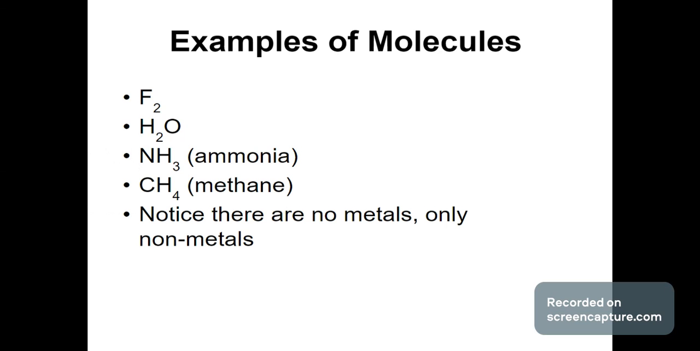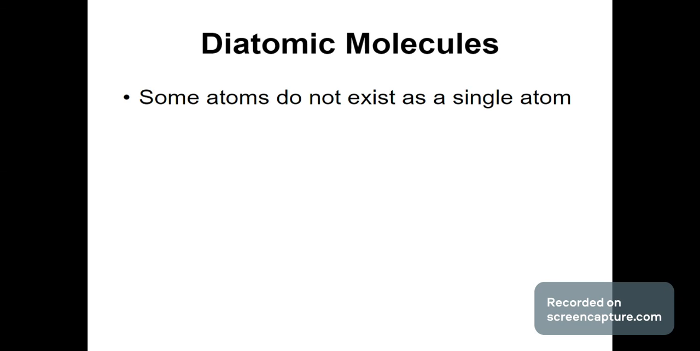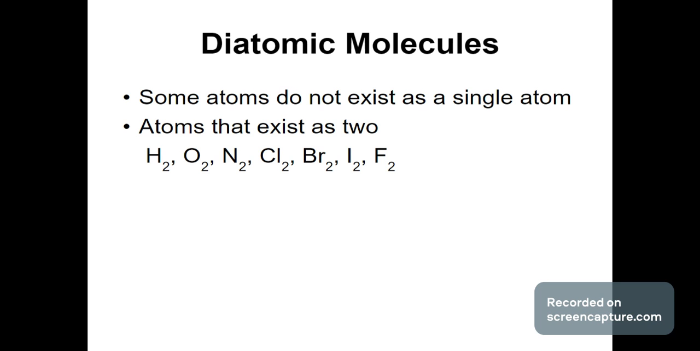And we're going to talk about diatomic molecules right now, actually. So some atoms do not exist as a single atom. Some exist as a pair, where two atoms of the same element exist together throughout the universe. So atoms act and exist as two. And these are hydrogen, oxygen, nitrogen, chlorine, bromine, iodine, fluorine. So we put them together as such.